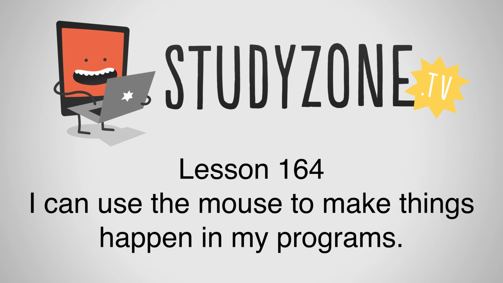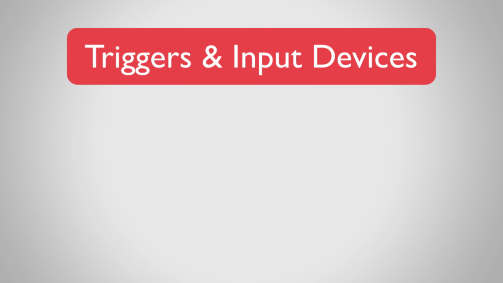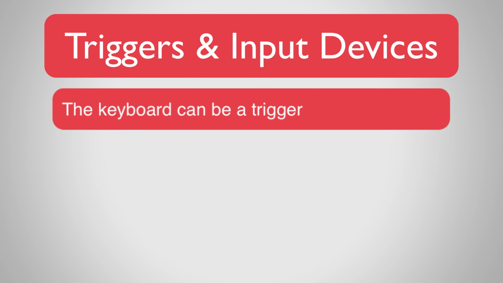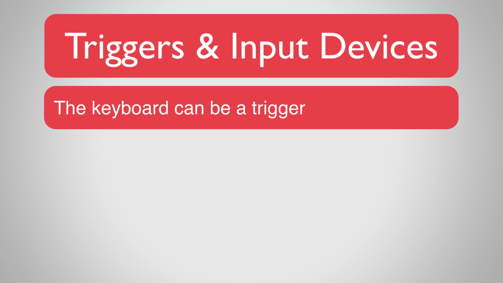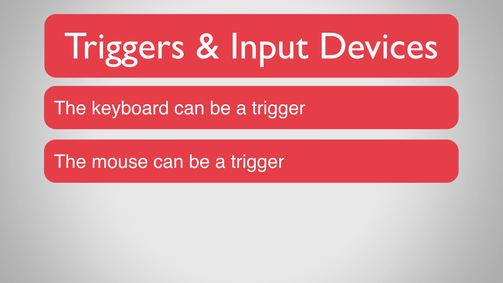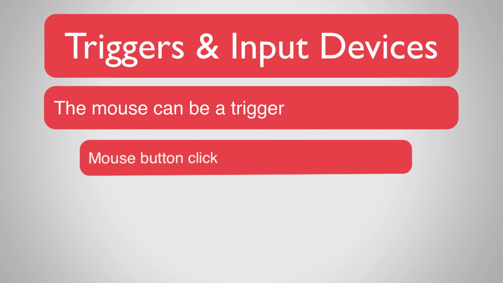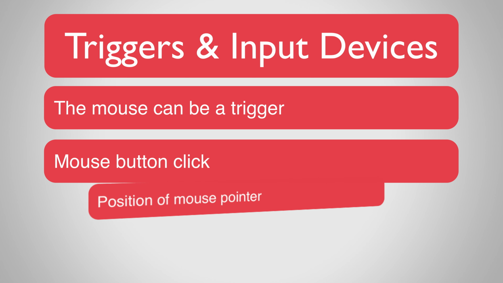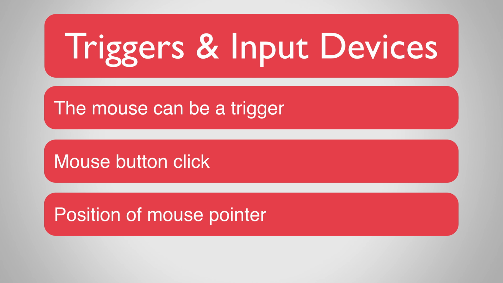In the last lesson, we learnt how we can use the computer keyboard as a trigger, causing other blocks of code to run. Or we can do the same with another computer input device, the mouse. The mouse provides two possible inputs to a program: when the mouse button has been clicked and the position of the mouse pointer on the screen, and both of these can be used as triggers in our programs.